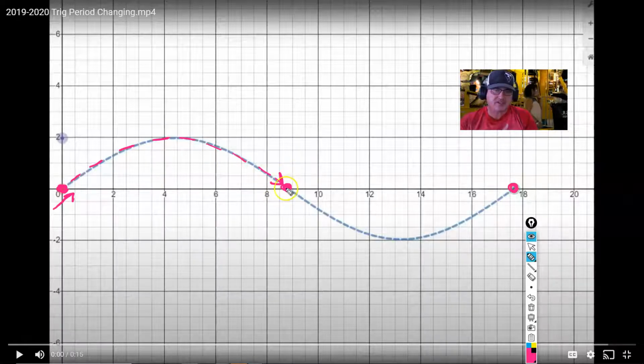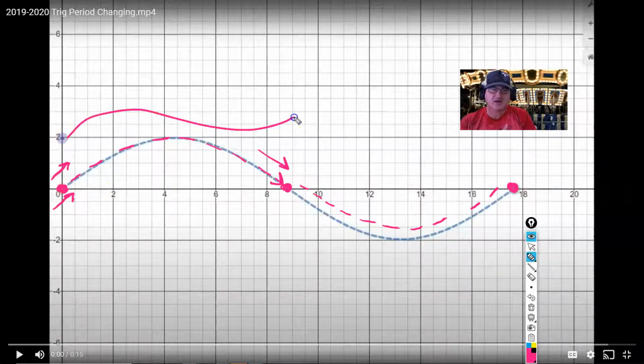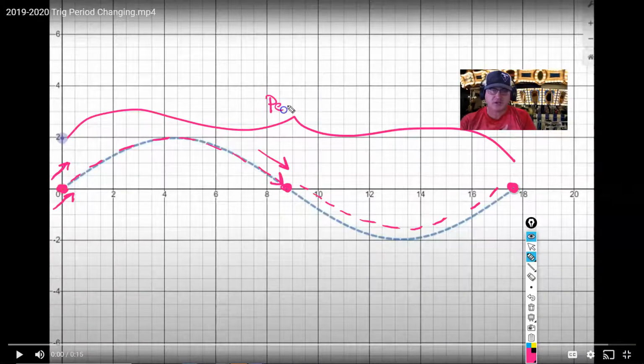Because when I reached this point, I was moving downward. The period is going to be when I hit that level again, but moving upward. So in the second part, I'm moving downward, then upward, upward. Now I'm at the same place that I started. That entire distance would be the period. So the period in this case would be 18.